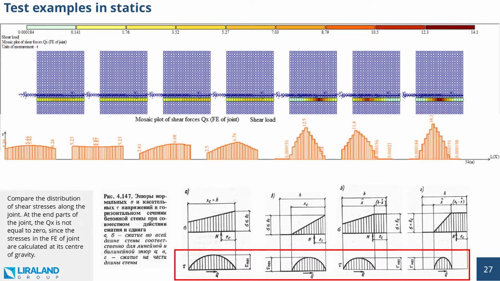Conclusions. First, in iterative FE, the ultimate stress values more accurately coincide with the values in literature. Second, shear stiffness obtained with iterative FE provides shear stresses distributed along the joint. These stresses are similar to those described in the literature.